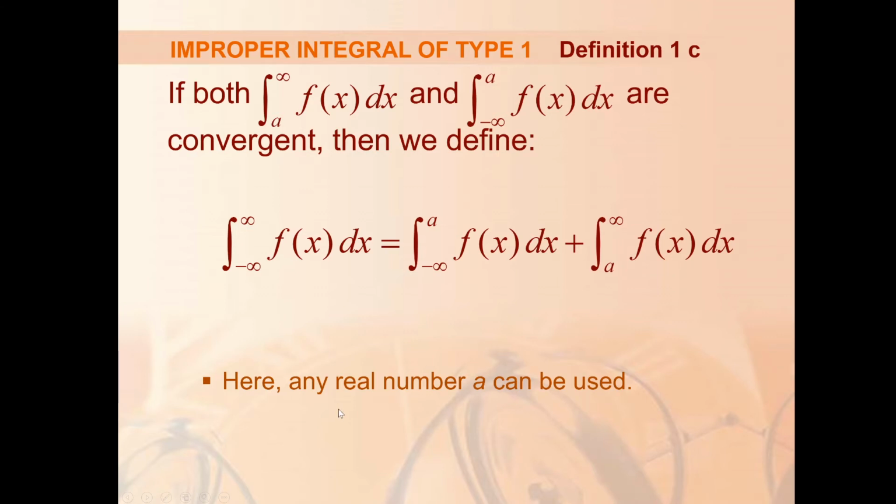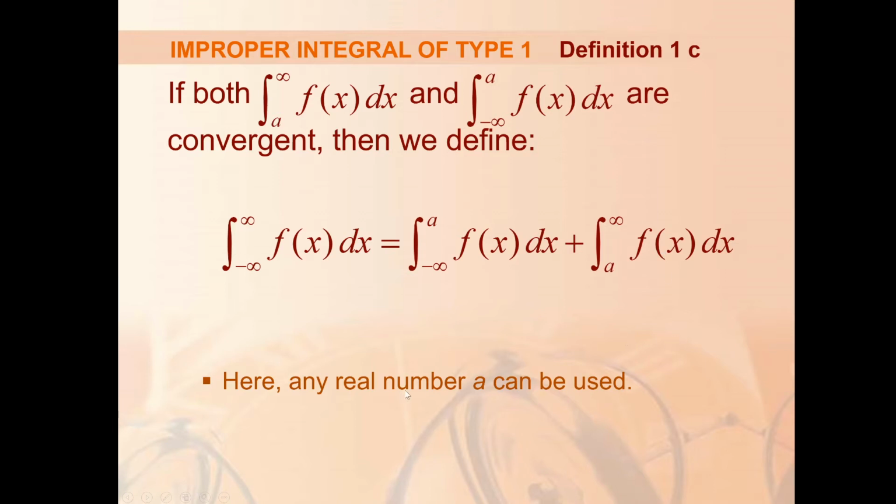And also, another definition: the integral from negative infinity to infinity of f of x dx can be written as the integral from negative infinity to a constant a, where a is a breaking point or neutral number, of f of x dx, plus the integral from a to infinity of f of x dx. That means we can split it into two parts, the first part and the second part.